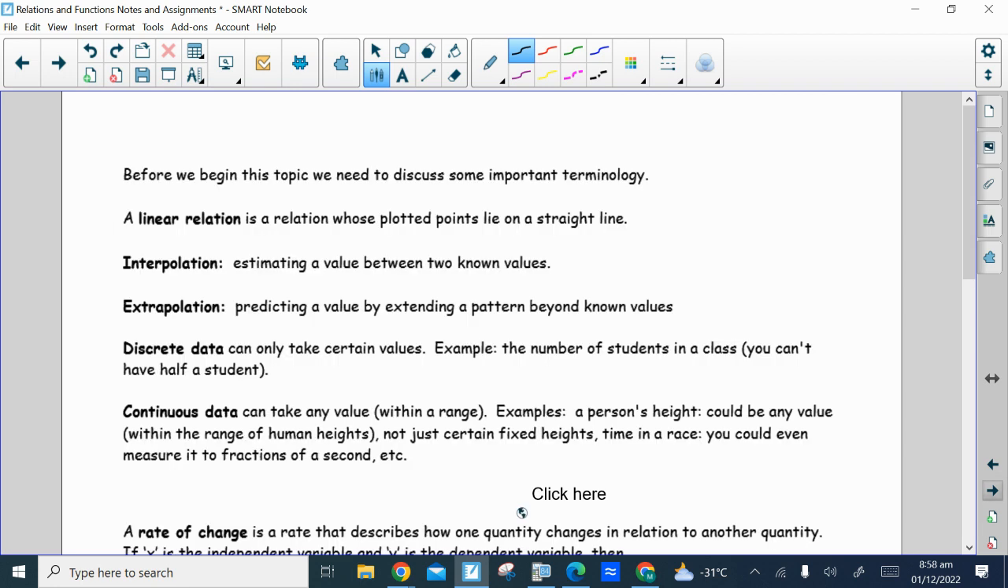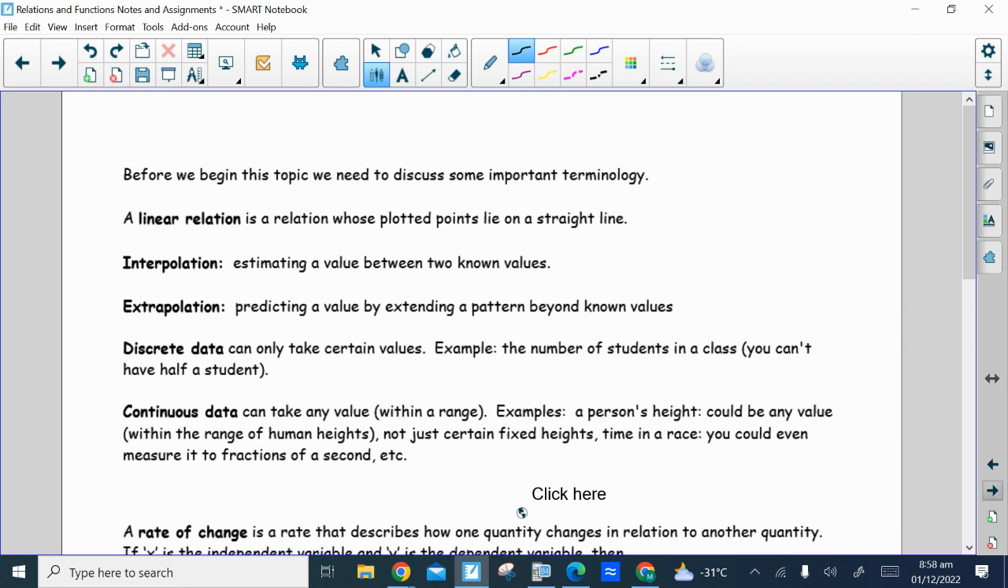So before we begin this topic, we need to discuss some important terminology. A linear relation is a relation whose plotted points lie on a straight line. If we talk about interpolation, it's estimating a value between two known values. But extrapolation is where you predict the value by extending a pattern beyond the known values.